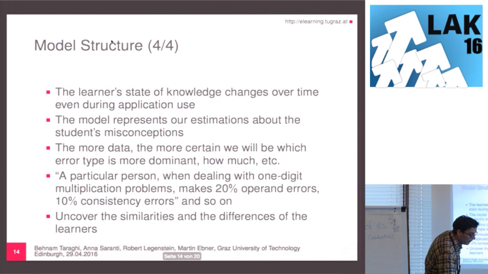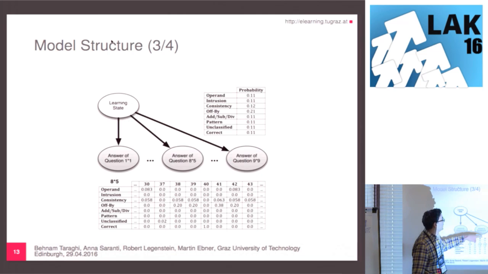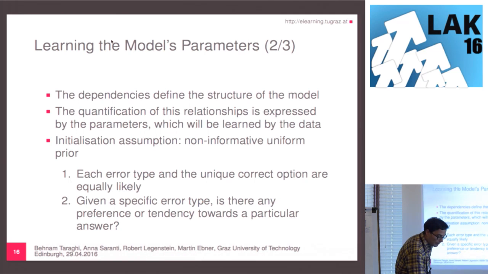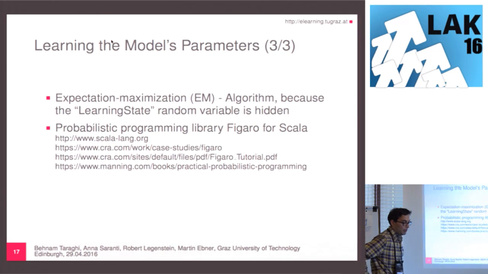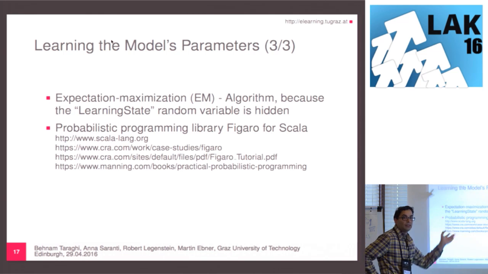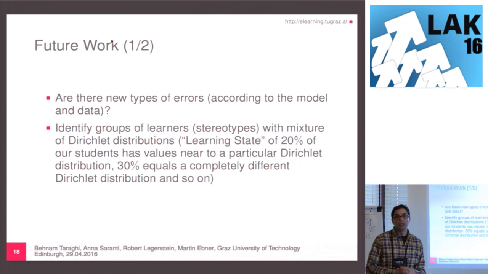And we then try to infer, when the user answers a question, the correct distribution that causes that specific answer. Given a specific type, the question is to find out the tendency towards a particular answer, and this is done by the expectation maximization of the EM algorithm that we've applied here, because the learning state at the top is hidden, and we want to infer that hidden status from the observable status, which is the answering behavior of the users. We have used the probabilistic programming library Figaro for the Scala programming language to solve that problem. And that is the status of the work we have already done.